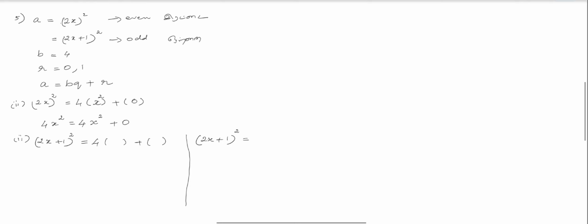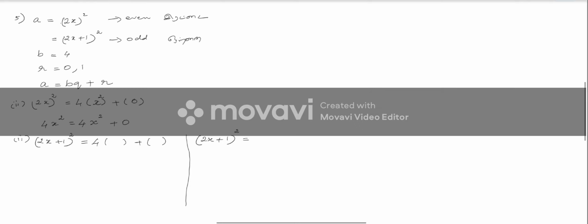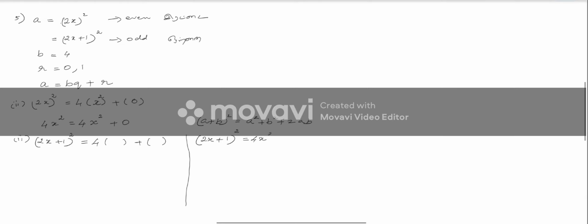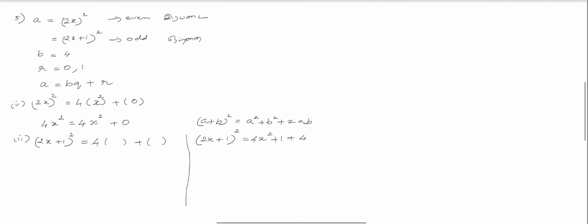Do you remember this identity, ma? A plus b the whole square is equal to a square plus b square plus 2ab. So using that, you write down what is your a? It is 2x. 2x the whole square means it is 4x square plus b square, it is 1 plus 2 into a into b. So 2 2s are 4x into 1. Are you clear? So this can be written as taken 4 common outside.